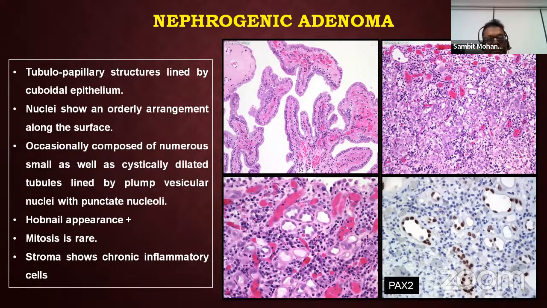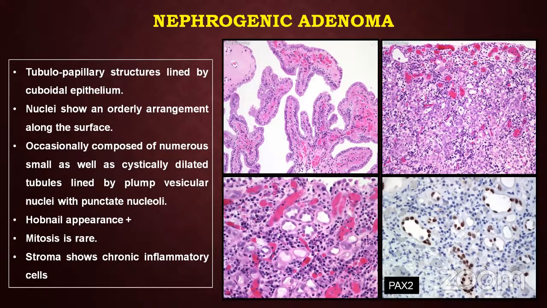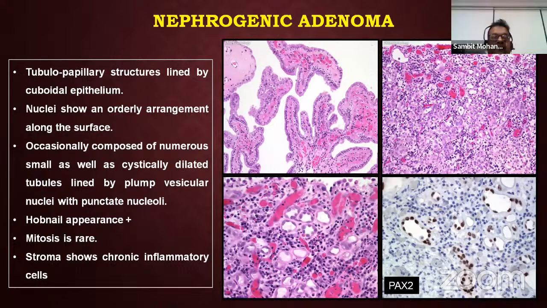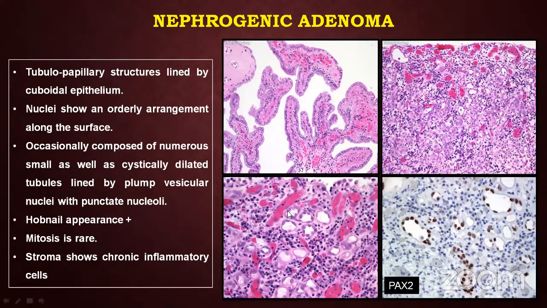What are the histologic mimics of nephrogenic adenoma? Because you do not really need immunostain for nephrogenic adenoma. What are the three close histologic mimics of nephrogenic adenoma? It is a gland-forming lesion or acinar lesion. So think about a glandular substrate.